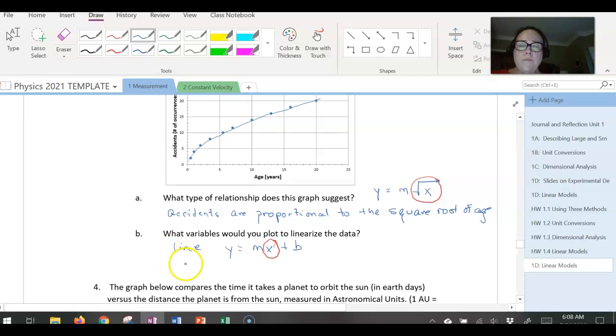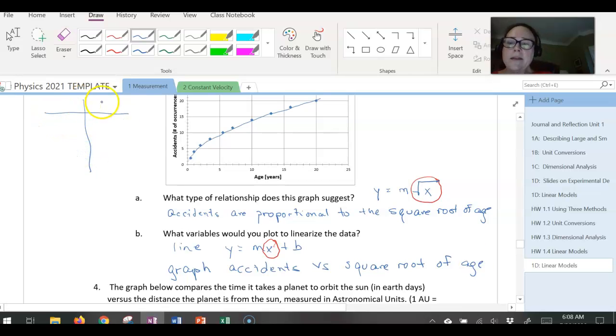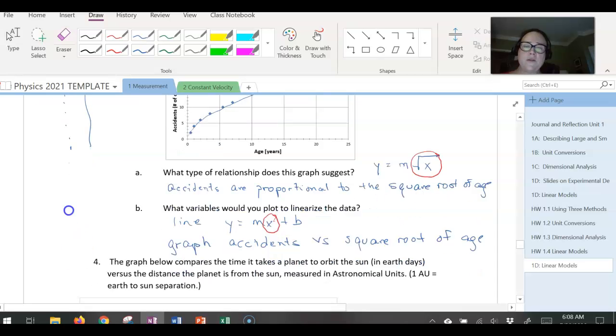And so I want to graph accidents versus the square root of age. So I would take a table, and accidents would not change. I would leave that data alone, but I would take the square root of age. And so I would calculate the square roots of the age and then redo my graph, and I would get a line, probably. Okay, let's look at another example.